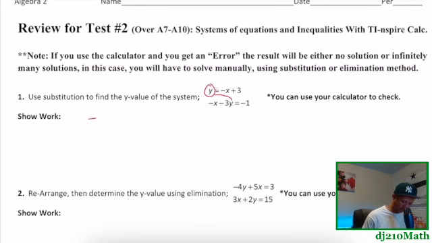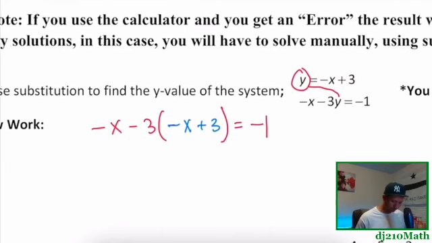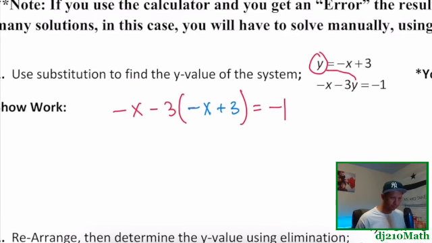So negative x minus 3y equals negative 1. So y is equal to, we can say, negative x plus 3. Okay. All we do is plug in y, right? y was negative x plus 3. I'm plugging that into y.